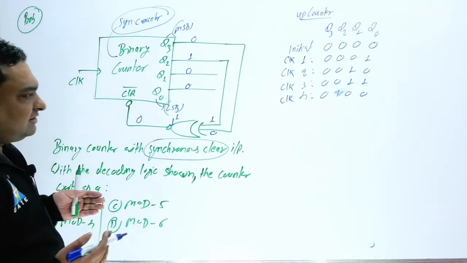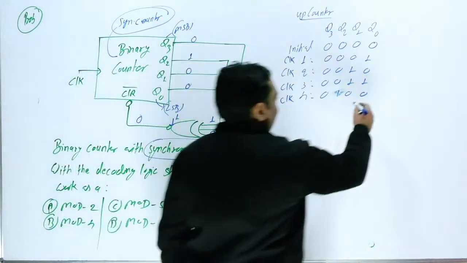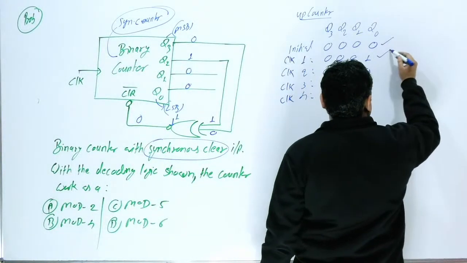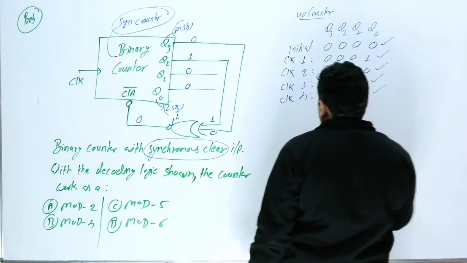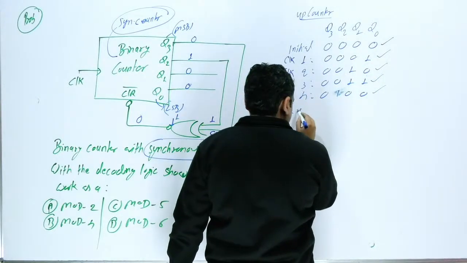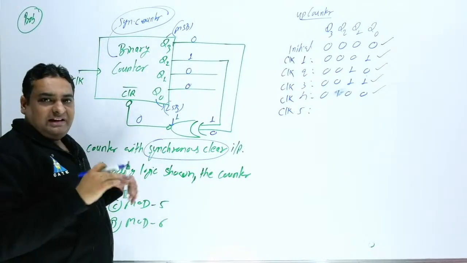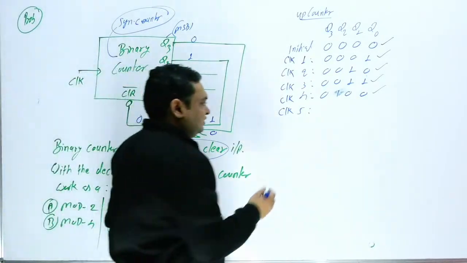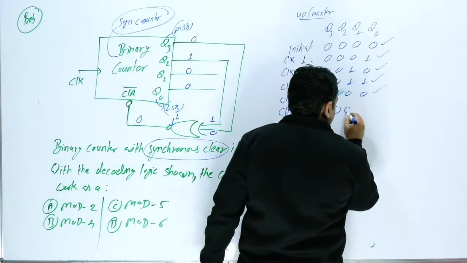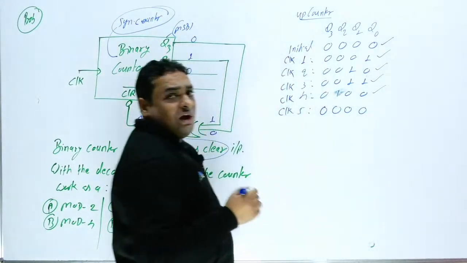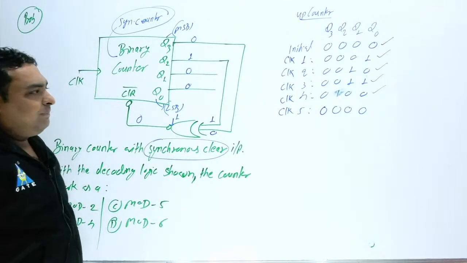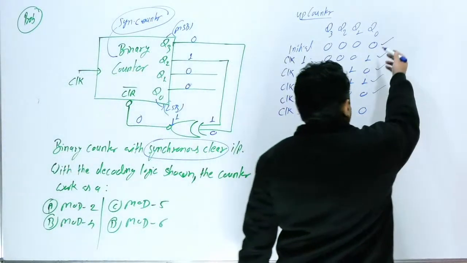So this last state you will get, yes, this state you will get. Initially this is 0, 1, 2, 3, 4 you will get. Now in the next clock, when this output is 0, 1, 0, 0, the result in the next clock will be 0, 0, 0, 0. So how many output states are we getting? Total 5 states we are getting: 1, 2, 3, 4, 5.